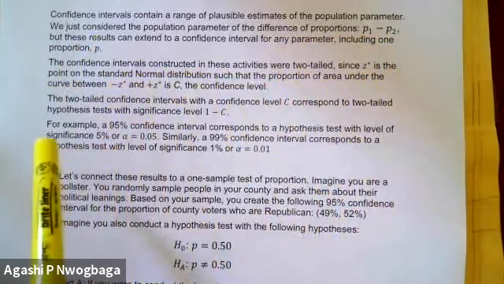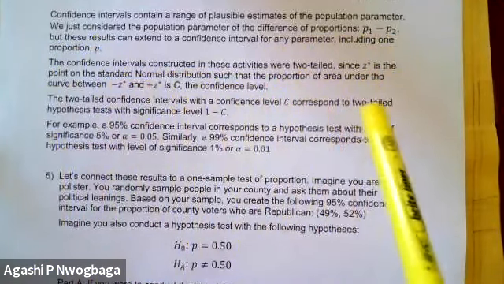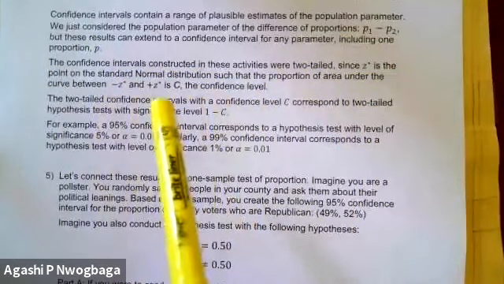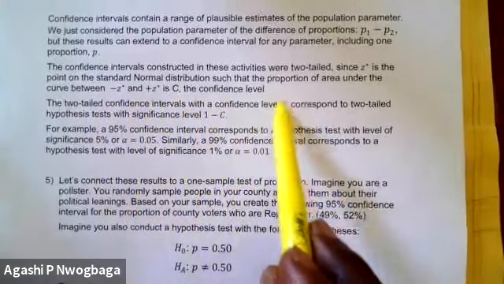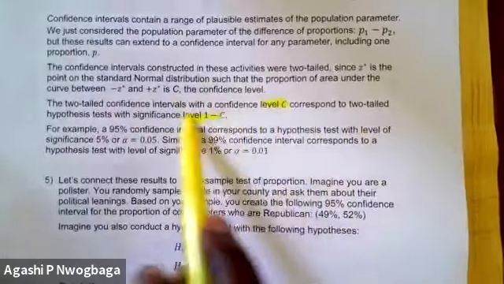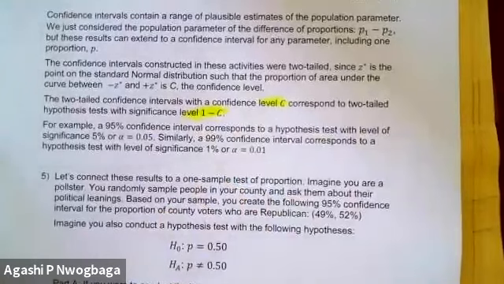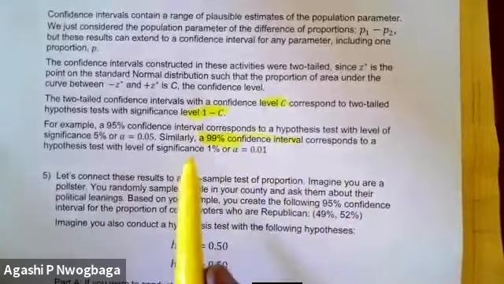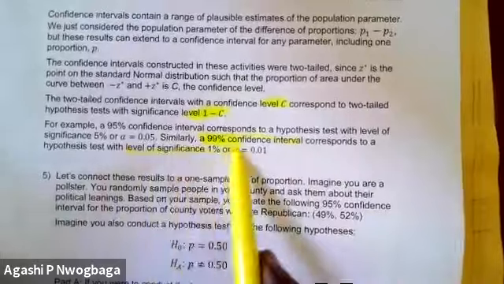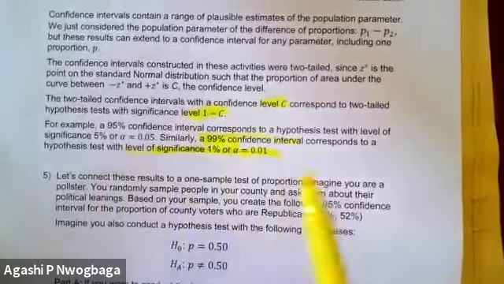confidence level. The two-tailed confidence intervals with the confidence level C correspond to two-tailed hypothesis tests with significance level 1 minus C. So the confidence C, the significance level 1 minus C. For example, a 95% confidence interval corresponds to a hypothesis test with the level of significance 5% or alpha 0.05. Similarly, a 99% confidence interval corresponds to a hypothesis test with a level of significance equal to 1% or alpha equal to 0.01.